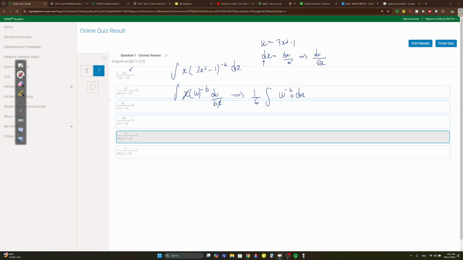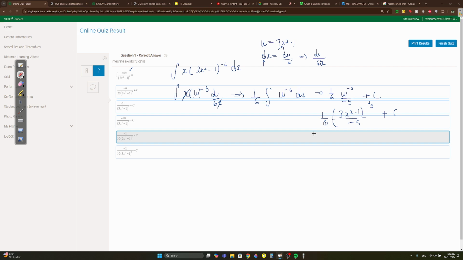And then this is a simple integral. It's just going to be 1 over 6. How do you integrate u to the power of minus 6? It's going to be u to the power of, add 1 to the exponent, minus 5, divided by minus 5, plus c. You can't keep it like this. Why? Because u is 3x squared minus 1. So it's going to be 1 over 6 times (3x squared minus 1) to the power of minus 5 over minus 5 plus c. Let's simplify this more.